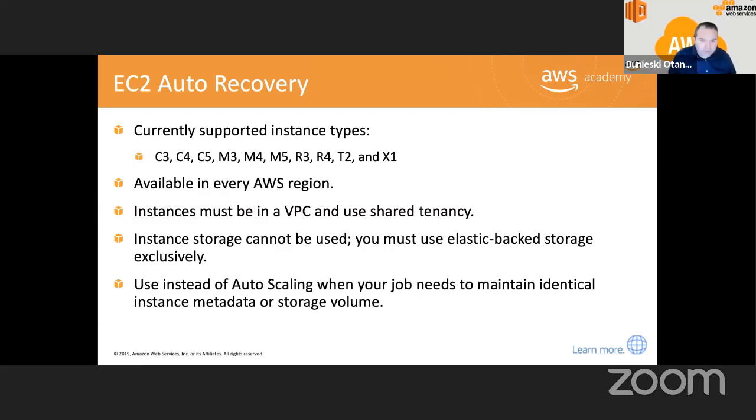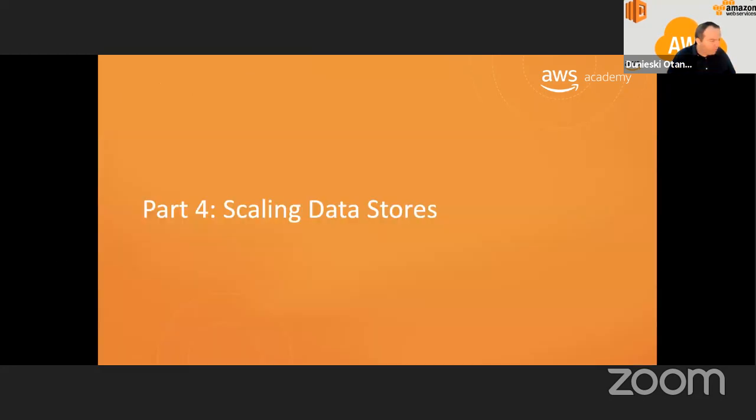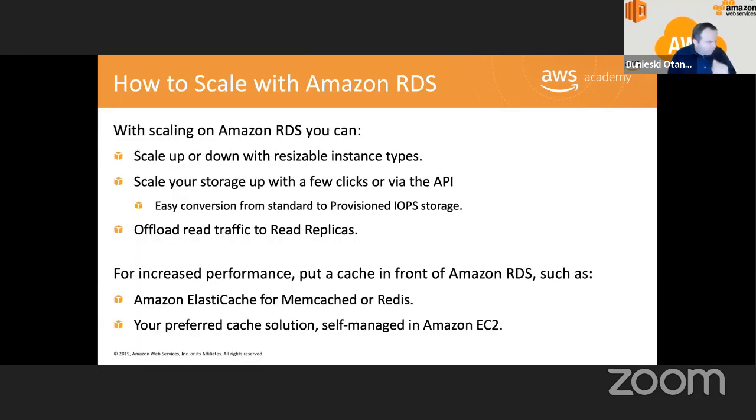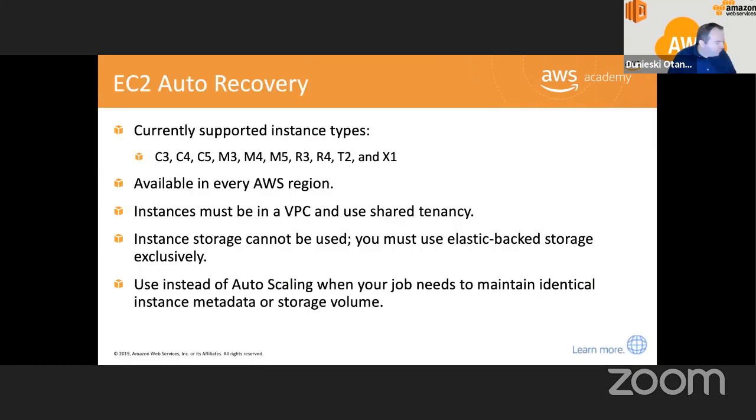So instance storage cannot be used. You must use elastic-backed storage exclusively. So you have to have an EBS volume, okay? Instance storage is when you don't have an EBS volume, okay? So you have to back your EC2 instance with an EBS volume, okay?